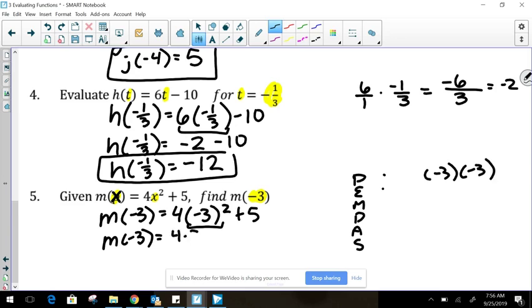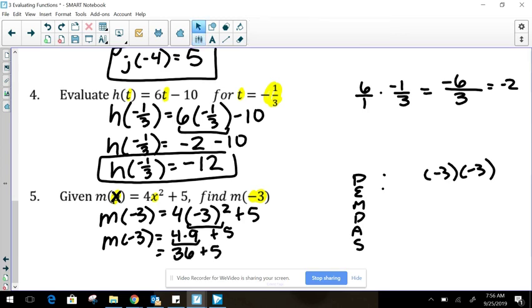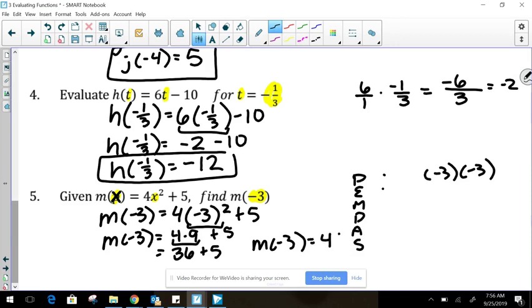So I have 4 times 9 plus 5. I'll do this part next. 4 times 9 is 36. Okay, so we should have m of -3 equals 41. And then we're done. Okay, so that was all plugging in inputs.